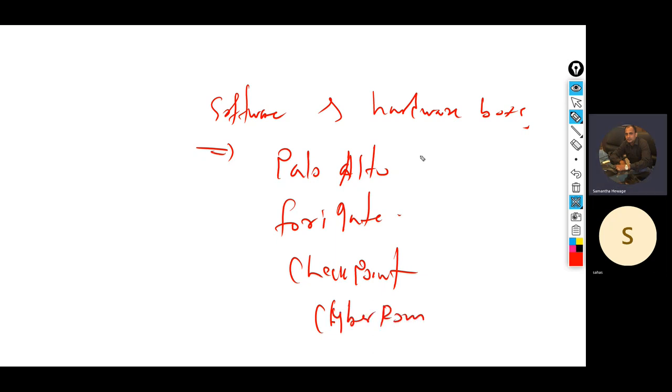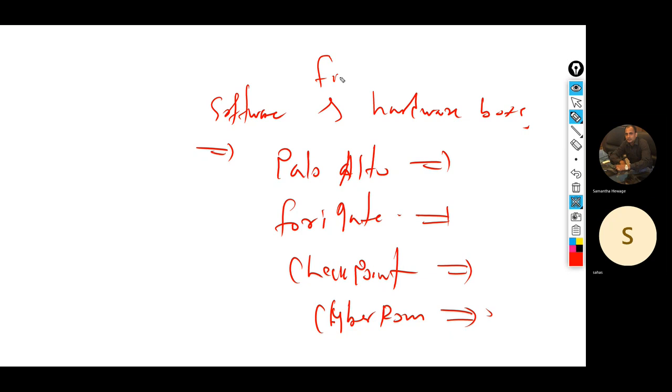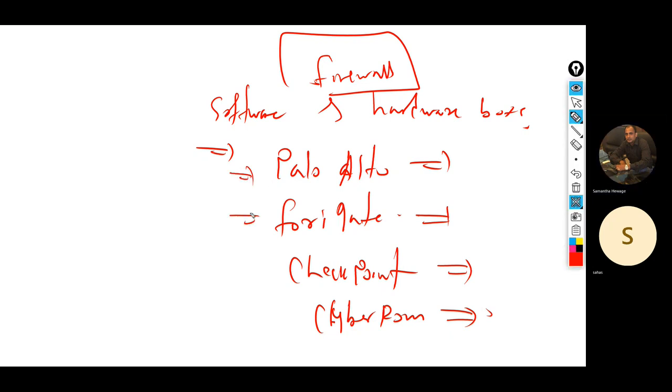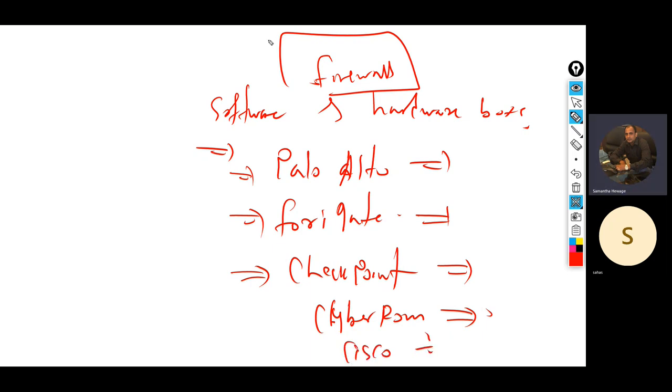These are industry-standard firewalls, very, very expensive. Palo Alto is an American product. FortiGate is also a USA product. Checkpoint is also a USA product. These are all USA products, right? These are the number one products at the moment in the market. We even have a Cisco firewall, right? So what does the firewall do?